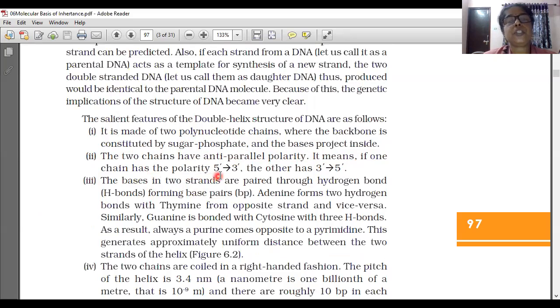The bases in the two strands are paired through hydrogen bonds, forming base pairs. Adenine forms two hydrogen bonds with thymine from the opposite strand and vice versa. Similarly, guanine is bonded with cytosine with three hydrogen bonds. As a result, a purine always comes opposite to a pyrimidine. This generates approximately uniform distance between the two strands of the helix.